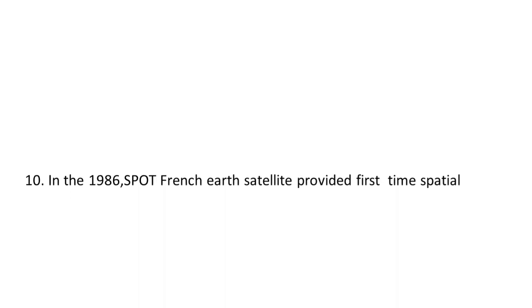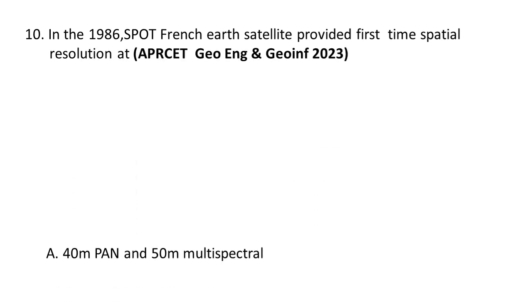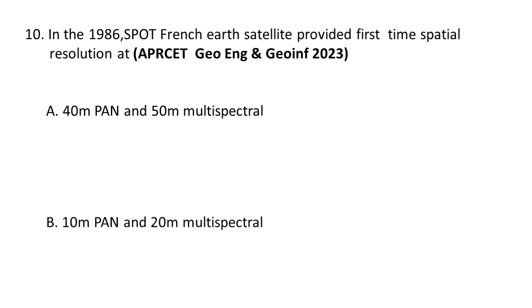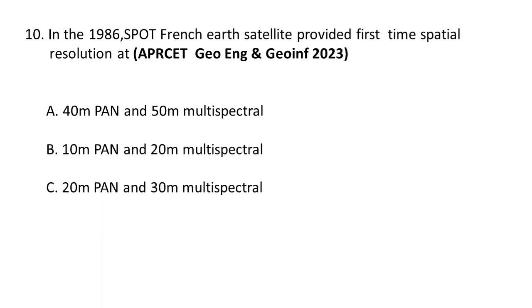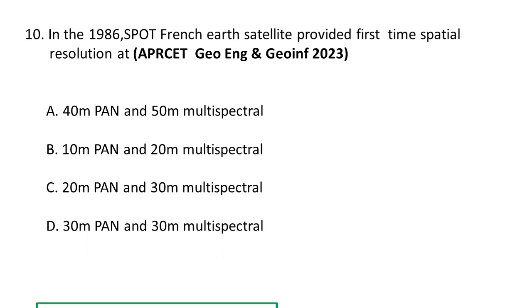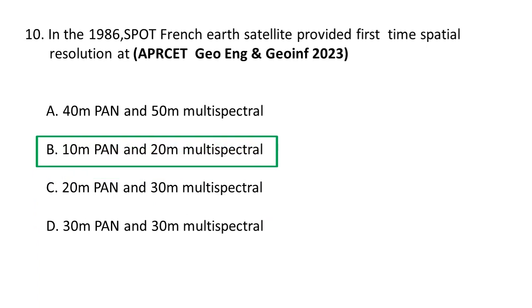Next question. In 1986 the SPOT French Earth satellite provided, for the first time, spatial resolution at A. 40 meters panchromatic and 50 meters multispectral, B. 10 meters panchromatic and 20 meters multispectral, C. 20 meters panchromatic and 30 meters multispectral, and D. 30 meters panchromatic and 30 meters multispectral. So the correct option is B. 10 meters panchromatic and 20 meters multispectral.